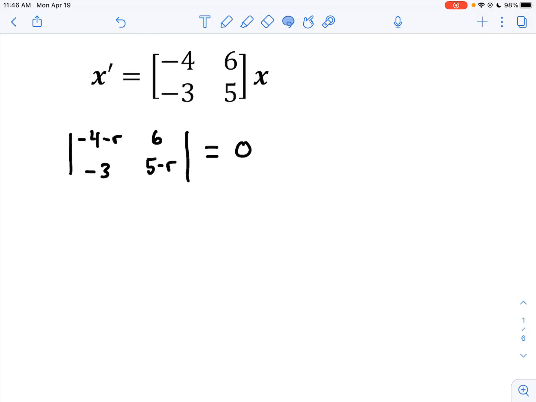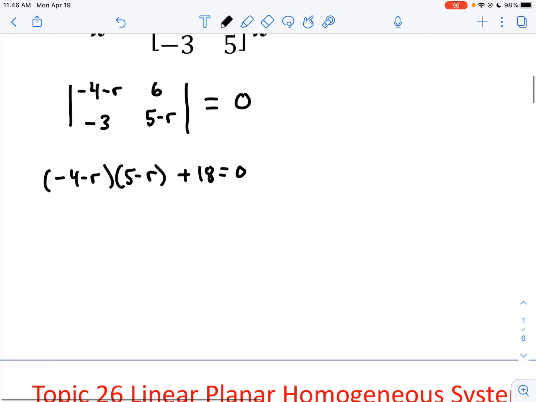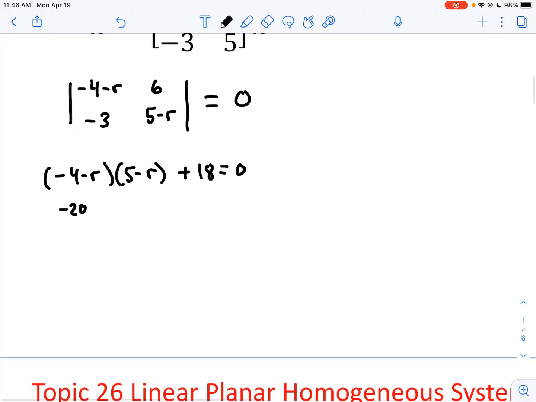Now we do the product of the main diagonal. So we have -4 minus r times 5 minus r. And then we subtract the product of the other entries, these entries here. The product of 6 and -3 is -18. So we're subtracting -18, so we've got to add 18. Then we do some foiling here. We get -20 plus 4r minus 5r plus r squared plus 18 is equal to 0.